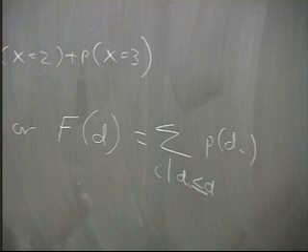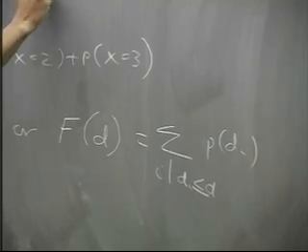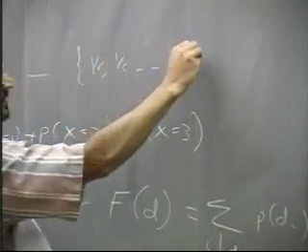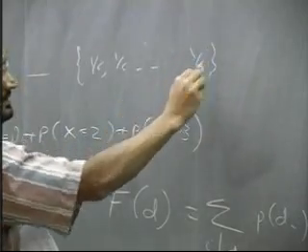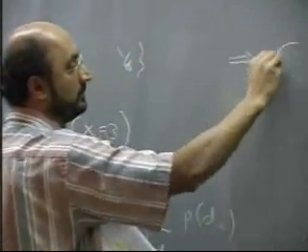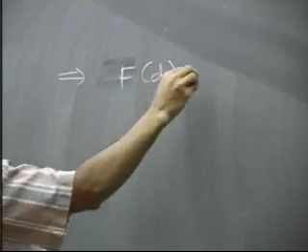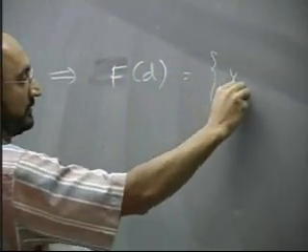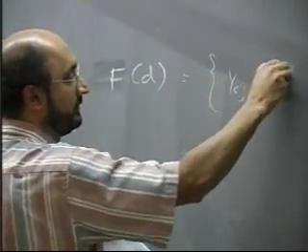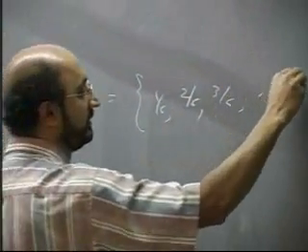So that's a cumulative density function. Let's say x has this domain and the probability values 1 over 6, 1 over 6, etc. Then the CDF, the capital F of d, is nothing more than 1 over 6, 2 over 6, 3 over 6, etc.